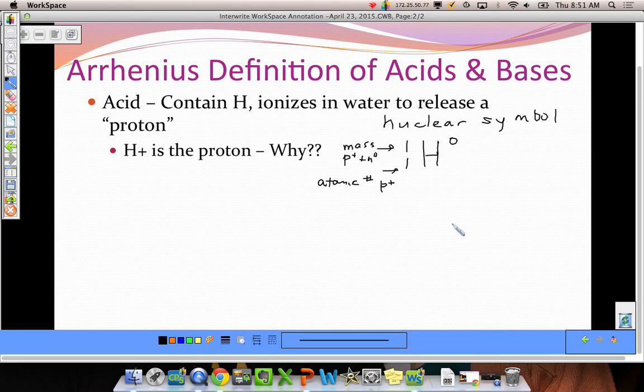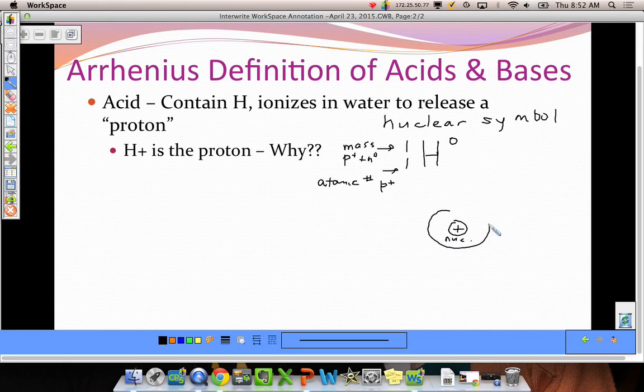I could draw it out. So I have my nucleus here. I'll do an NUC for nucleus. What is in my nucleus for hydrogen? I've got a proton. How many protons? 1. How many neutrons? 0. 0, because it's 1 minus 1. I have 1 proton. My mass is protons plus neutrons, 1 minus 1. I have 0, so I just have a proton there.